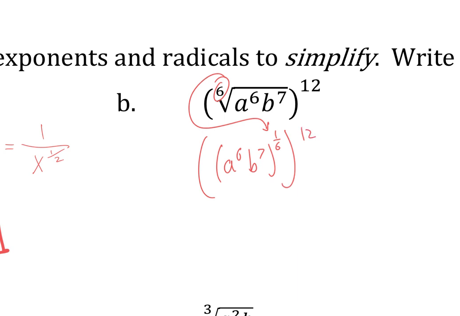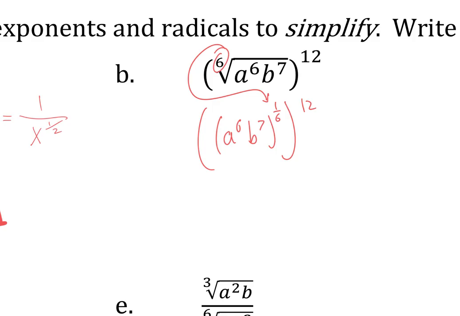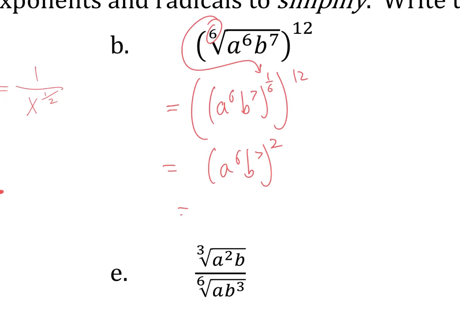All right. Now you can do this a couple ways. Probably the easiest way right here is to go ahead and multiply these powers. So let's do that like we did the last one. So we've got a to the 6th, b to the 7th, and 1/6 times 12 is 2. And now we can see that's pretty easy here. We end up with a to the 3rd and b to the 14th. Because we have power to power, so we multiply. And this 2 applies to both of these.